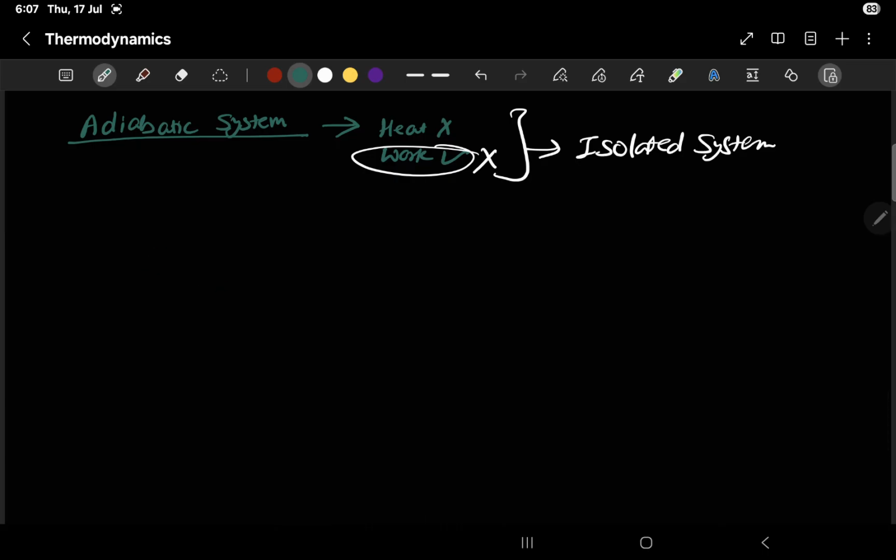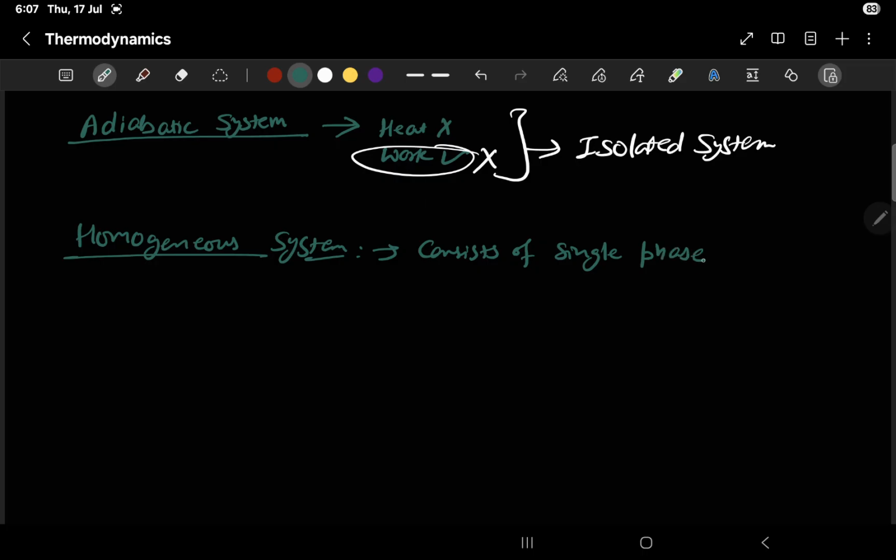Next thing is homogeneous system. So what is a homogeneous system? A homogeneous system consists of a single phase. And what is a phase? A phase is a quantity of matter which is homogeneous throughout in chemical composition and physical structure.